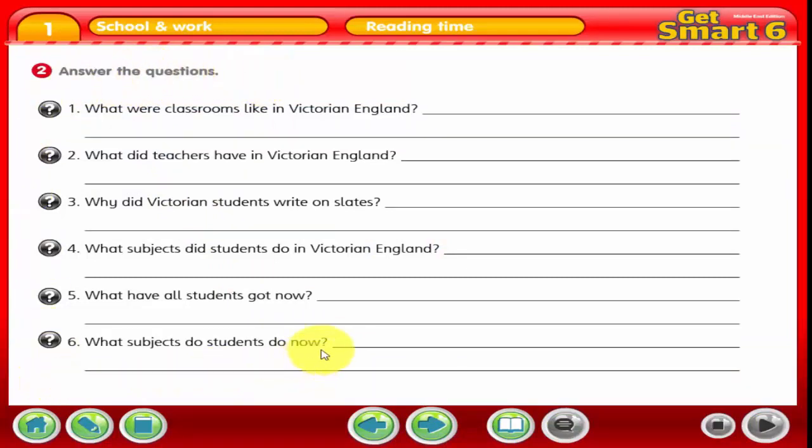Activity 2 we have to answer these questions for our lesson. هنجاوب هذه الأسئلة متعلقة بالدرس بتاعنا. Question number 1. What were classrooms like in Victorian England? بيسألك عن شكل الكلاس رومز الفصول كيف كان شكلها في فترة الملكة فيكتوريا Victorian England.